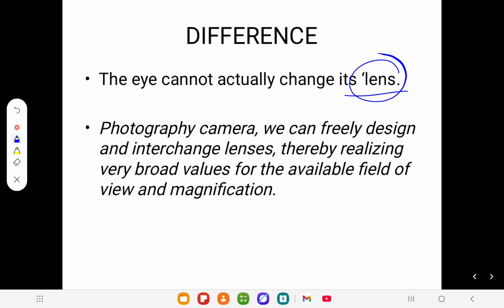But in the case of a photographic camera, we freely design and interchange lenses, thereby we have a broad range of available field of view and magnification. But in our eyes it's not possible.